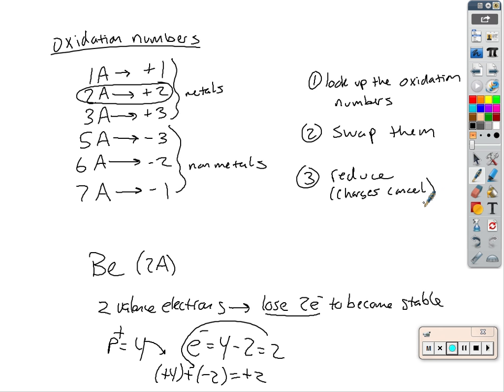And if they cancel out, you have to do that. You have to reduce them completely to 1s and not write anything at all. And again, remember, when you write it, put the metal first.